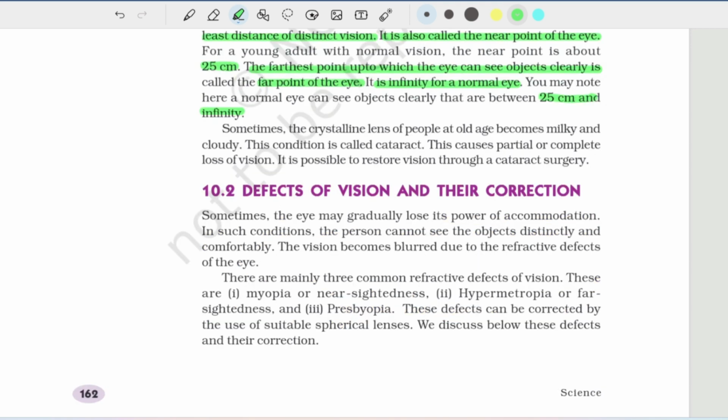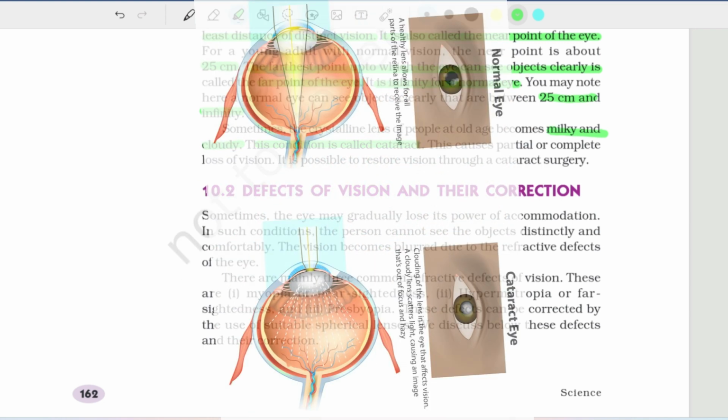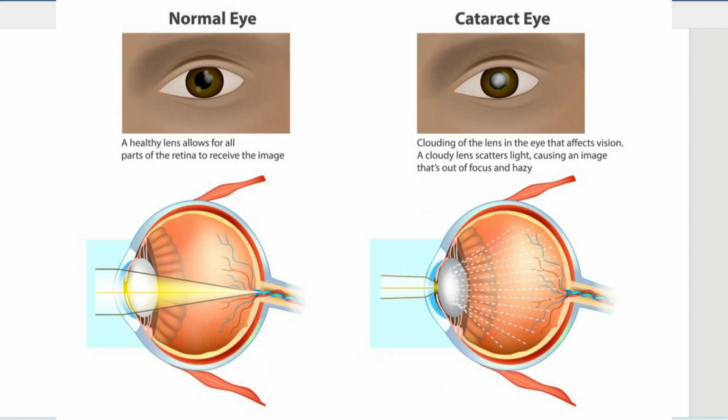Sometimes the crystalline lens of people at old age becomes milky and cloudy. This condition is called cataract, और हिंदी में हम क्या बोलते हैं? मोतियाबिंद. तो यहाँ पे क्या होगा? विजन ब्लर हो जाएगा. विजन ब्लर क्यों होगा? क्योंकि ऑन द लेंस वी आर सेइंग कि अब एक मिल्कीनेस, एक क्लाउडीनेस आ चुकी है.